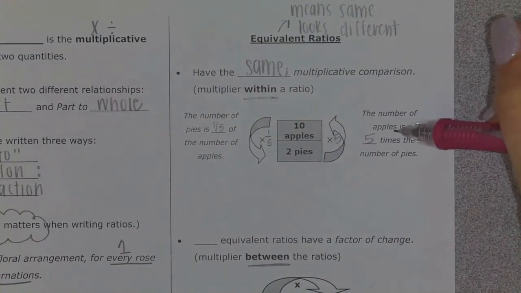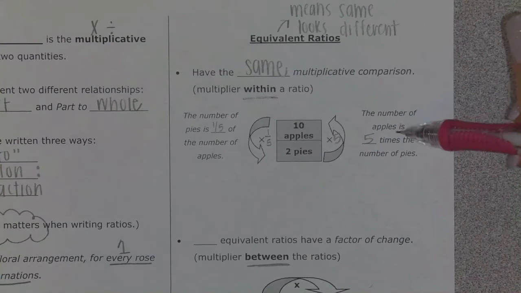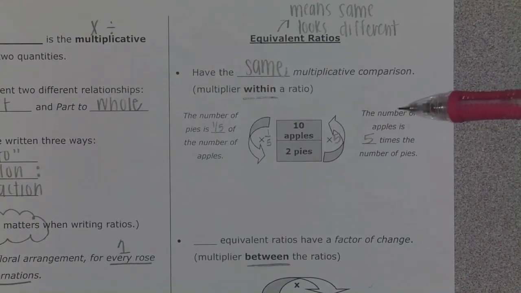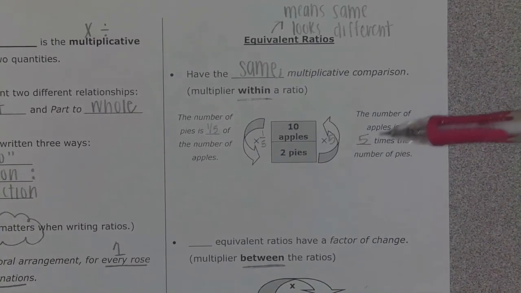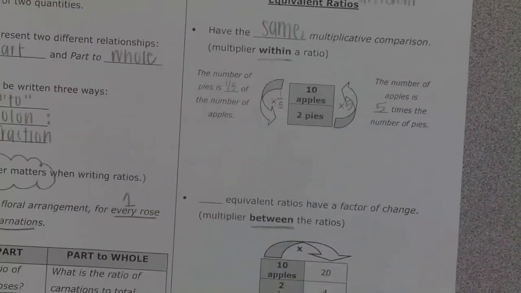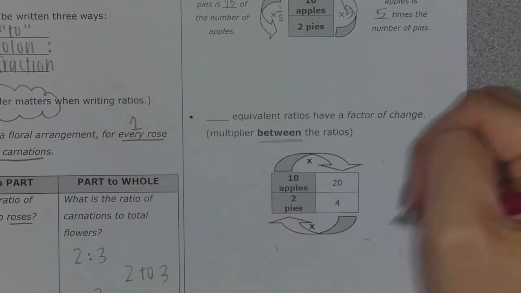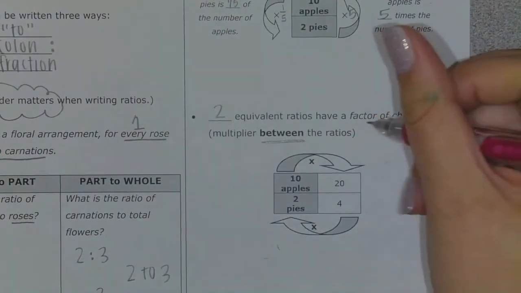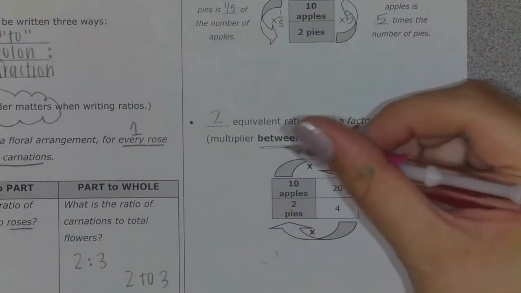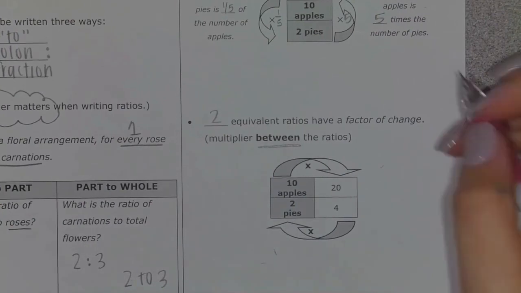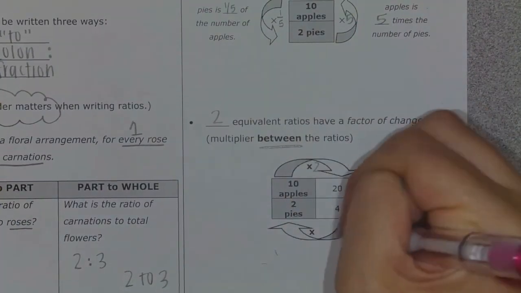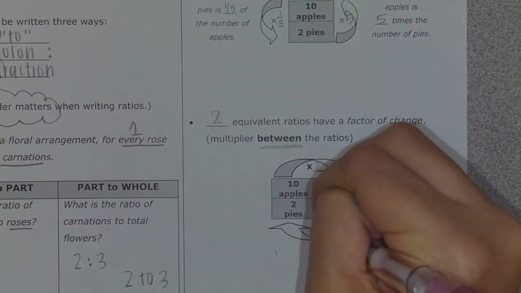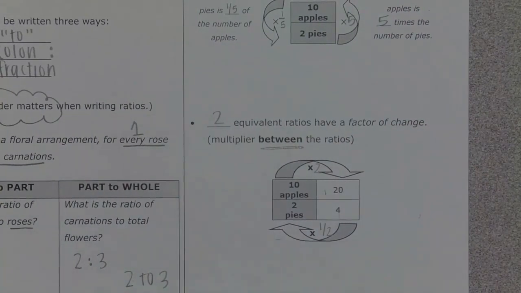If you're ever unsure, replace the words with the numbers. So instead of saying the number of apples, I could say that 10 is 5 times the number of pies, which is 2. So that is true. 10 is 5 times 2. Or the other way we can look at it is we can look at two equivalent ratios, and they're always going to have the same factor of change, which means the multiplier between the ratios is the same. So if I wanted to go from 10 to 20, that would be times 2. Or if I wanted to go the other way from 4 to 2, that would be times 1/2.